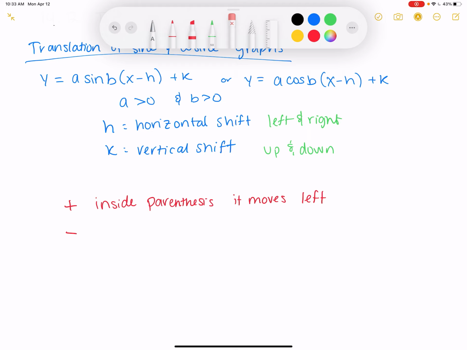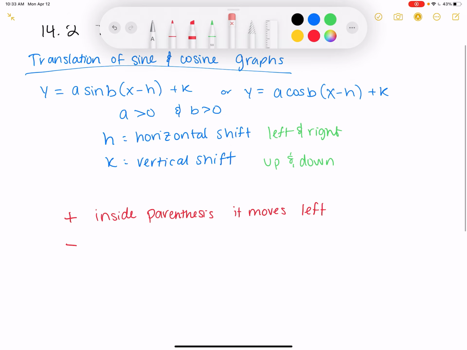I think you erased it. I think you were right. No, it's supposed to be outside. No, I definitely have these backwards. Hold on. No, it is inside parentheses, because why would it be outside the parentheses? Inside, it moves opposite. So if it's a negative inside, it moves right. You were right. Dang it! I have to scratch this out.